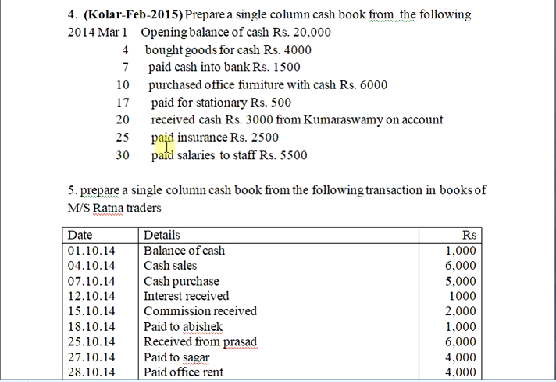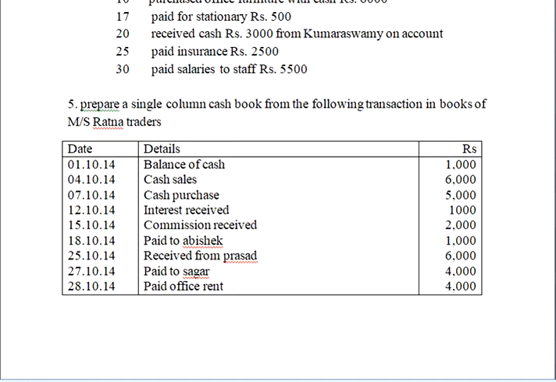It should be taken under which side? Debit side. 25th, paid insurance rupees 2,500. When we pay the insurance, our cash balance reduces, so it should be taken under the credit side. On 30th, paid salaries to staff rupees 5,500. When we pay the salaries to staff, our cash balance reduces, so it should be taken under which side? Credit side. So this is the 4th problem, my dear students. This is also a homework problem. The last homework problem is the 5th problem in the additional questions. I will be explaining it.